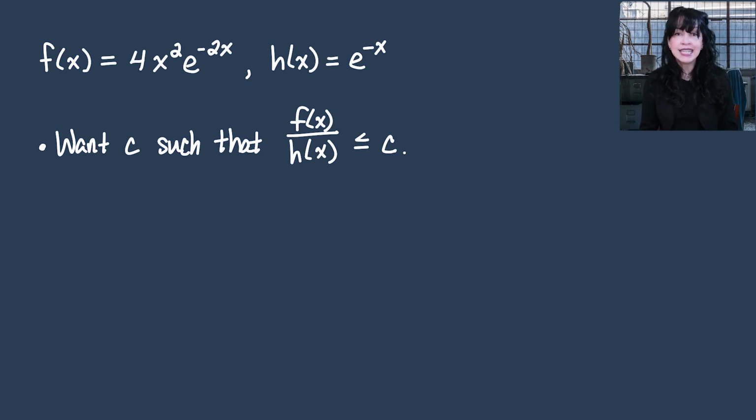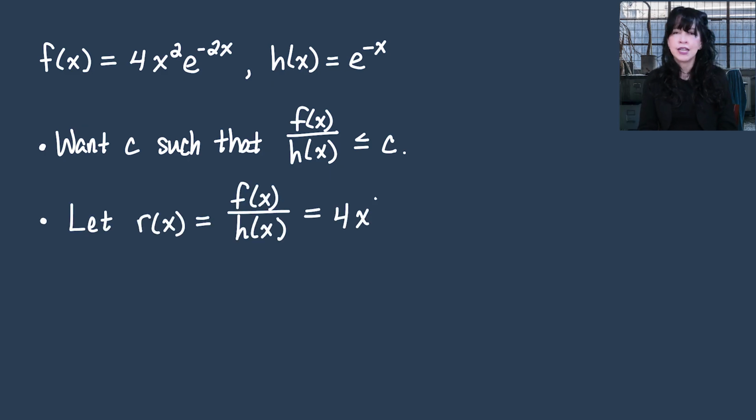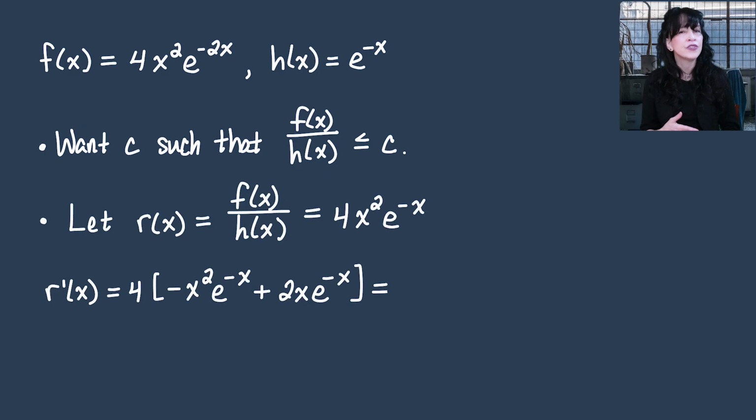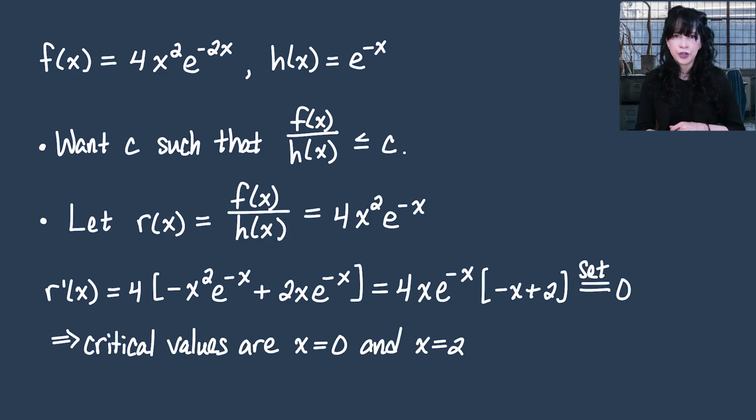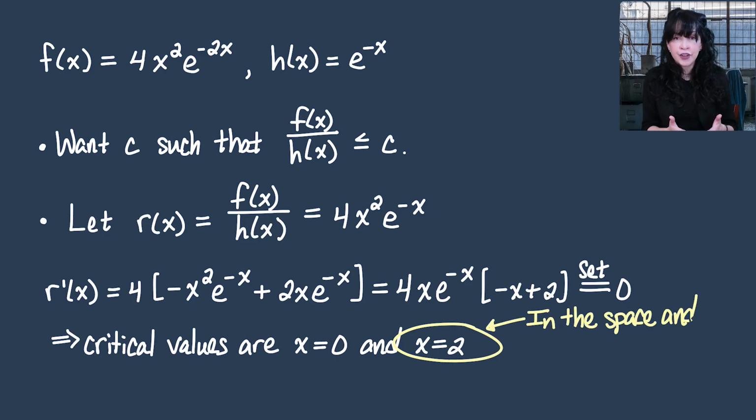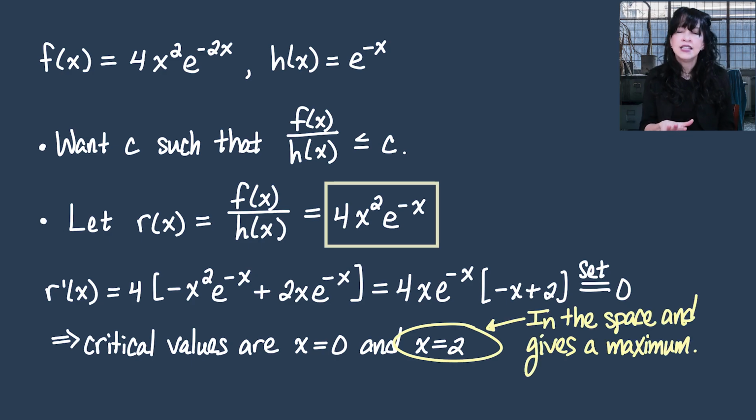I want to find a c such that f over h is less than or equal to c. I'm going to call it r again for ratio. This is 4x squared e to the minus x. I'm going to take a derivative, set it equal to 0. I find two critical values, x equals 0 and x equals 2. X equals 0 is not really in the space. I am looking at all positive x's here, and x equals 2 is in the space. And it's easy to verify using a second derivative or looking at the graph of something like this that it does in fact give a maximum.